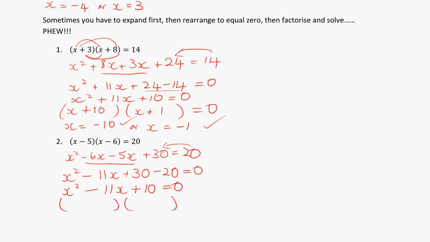Factorize. X, the signs are the same. Look at that, they are both negative. And this time I've got 10 in that bracket and 1 in that bracket. And so my two solutions are x is equal to 10, remember the opposite sign, or x is equal to 1. Fantastic!